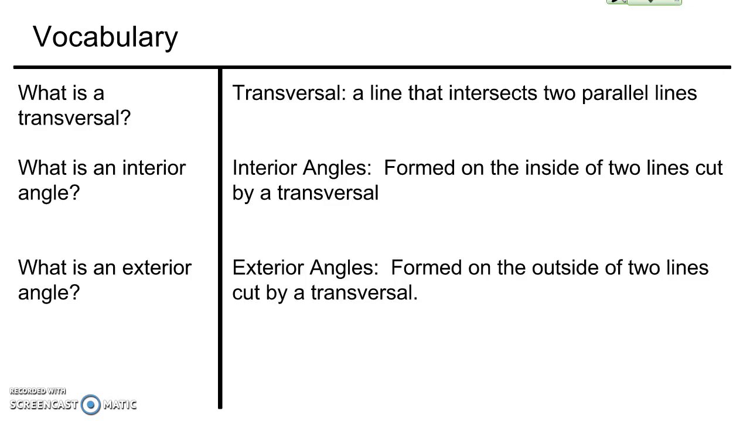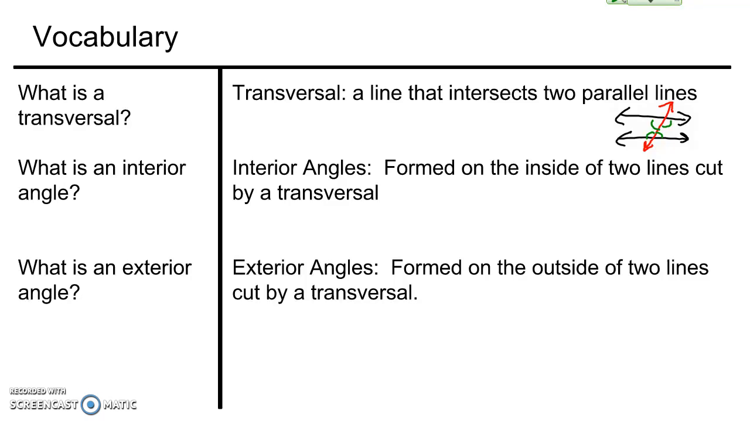So if we have 2 parallel lines, pretend those look like they're parallel. A transversal is going to look like this. It's going to be a line that cuts through them. So that red line there, that is the transversal. What is an interior angle? Interior angles are formed on the inside of 2 lines cut by a transversal. So on this little diagram I just drew, the interior angles are going to be the ones in between the parallel lines. So it would be this angle, this angle, this angle, and this angle.